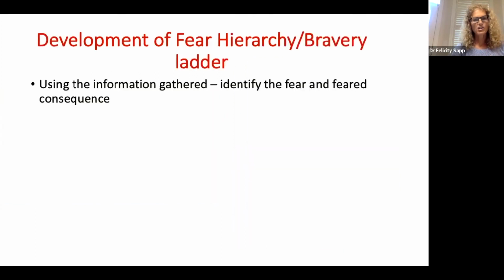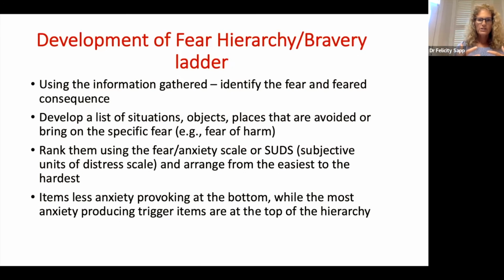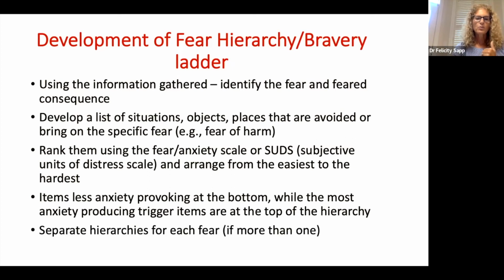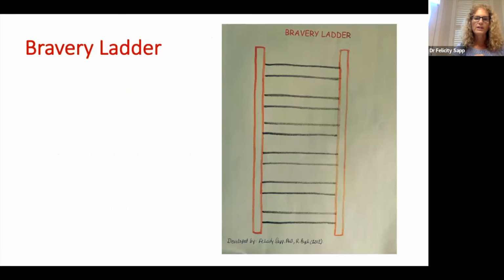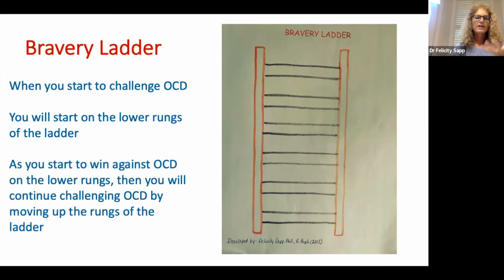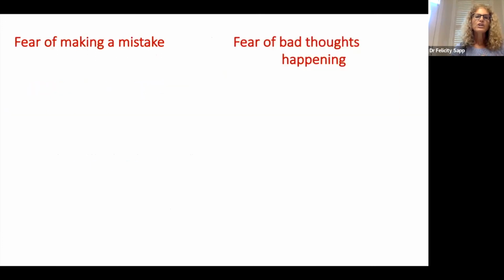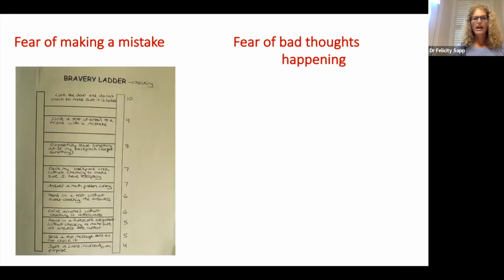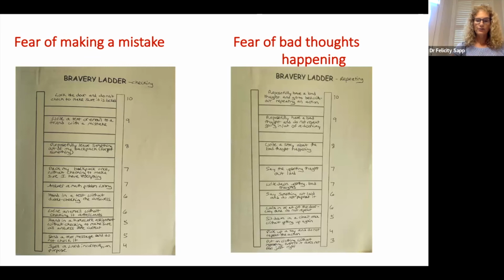Once you have this information, you can develop your triggers, rank them using the fear scale, and then put them on a hierarchy. When I'm working with young children, I will do what's called a Bravery Ladder, letting them know that when we start to challenge OCD, we're going to start at the lower rungs of the ladder. Those are the things they rate lower. Then as they get stronger and win against OCD, we're going to start moving up the rungs of the ladder. If there's more than one fear, then we're going to need more than one ladder. So if there's a fear of making a mistake and a fear of a bad thought happening, then we're going to have two separate ladders.